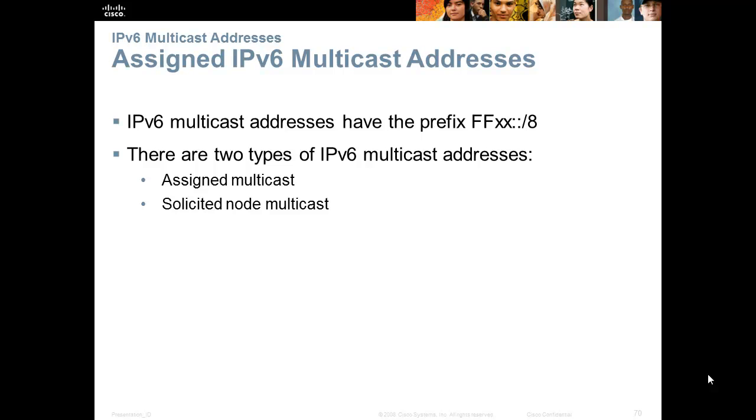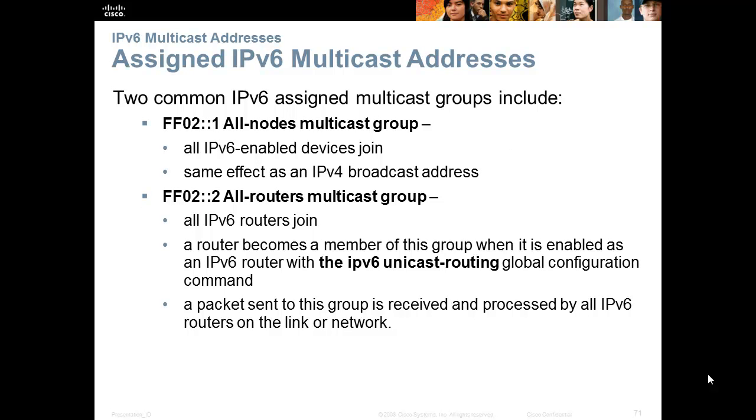All of our IPv6 multicast addresses are going to start with FF. So when you see the first two digits of an IP version 6 address with FF, you should say to yourself, okay, this is some type of multicast address. There are two types of IPv6 multicast addresses. There's the assigned multicast address, and there's the solicited node multicast address. The first, the assigned, the FF02::1, this is the all nodes multicast group. All IPv6 enabled devices join this. This essentially has the same effect as our IPv4 255 broadcast address.